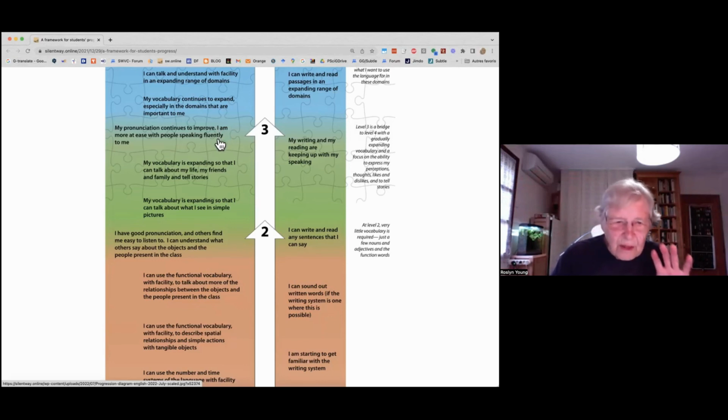We do this functional part first, and then when we get to about here, level 2, beginning of level 3, into level 3, we start expanding the vocabulary.